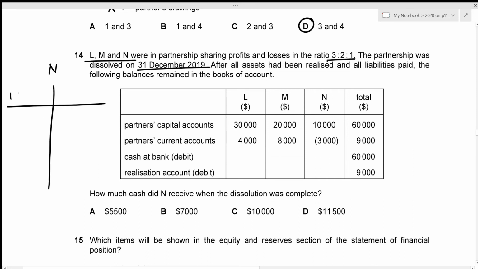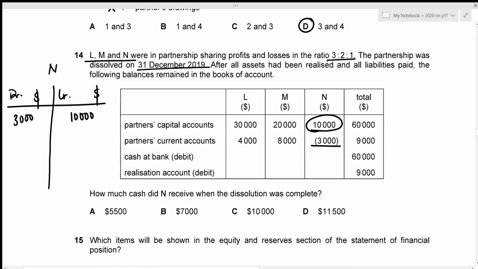That's debit side, that's credit. And we start with the partner's capital accounts, which is given to be 10,000, and this should always be recorded on the credit side. Then we have current account balances, but for N, we can see that it is in a bracket, which means that this 3,000 is owed to the partnership business by N. So this should be repaid, which will deduct his capital account balance. So this amount of 3,000 should be recorded on the debit side.